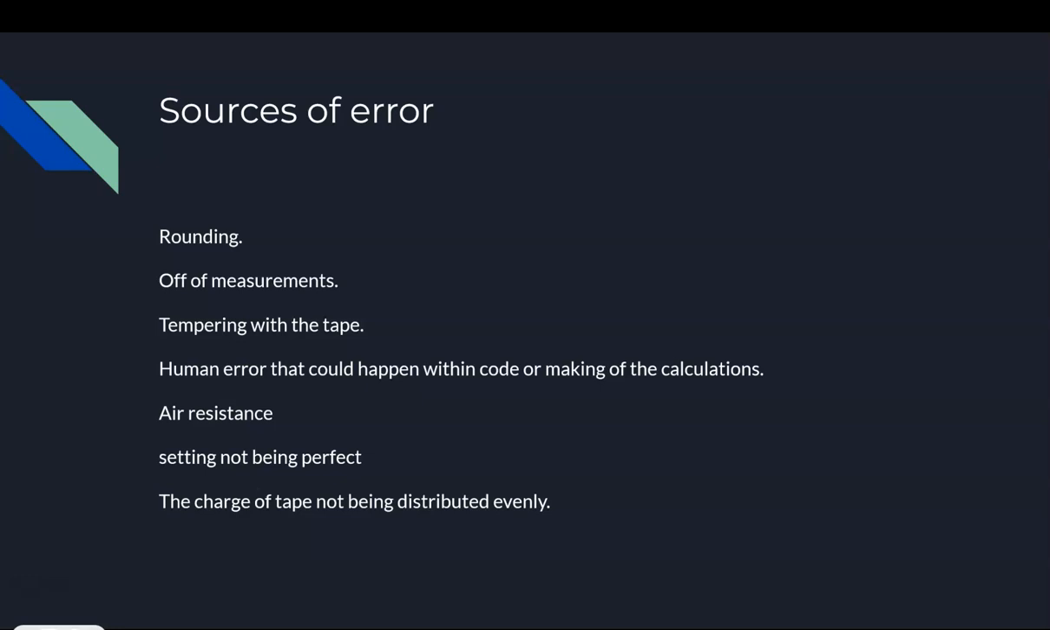Human errors within the code or making the calculations. Sometimes small little errors slip up. Air resistance, didn't account for it, but it could have happened. Setting not being perfect, it could have been water vapor or something like that in the air itself. And the charge of the tape could have not been evenly distributed, even though we assumed so.